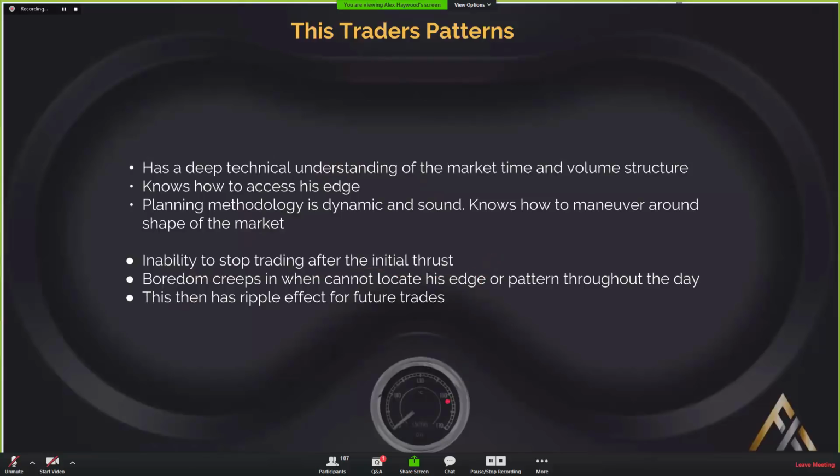He gets tossed up in the churn, in the post-move chop, and boredom starts creeping in, and he cannot locate his edge or pattern throughout the day. This then has a ripple effect on all his future trades. This is a pattern that happens so often, especially amongst younger guys who are trying to build an account, where they stop understanding that it's all about the process of executing well on your edge and not trying to make money throughout the entire day.